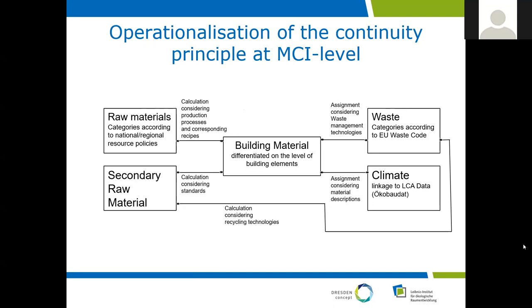Then we applied the material composition indicators along the process chains. Different terms are used to describe the building materials in different stages of the material flow. The line in this figure refers to the flow of materials. You can see from the left that the two types of raw materials are the inflows of the building materials: raw materials and secondary raw materials. They can be calculated by using the recipes and the standards of the construction materials.